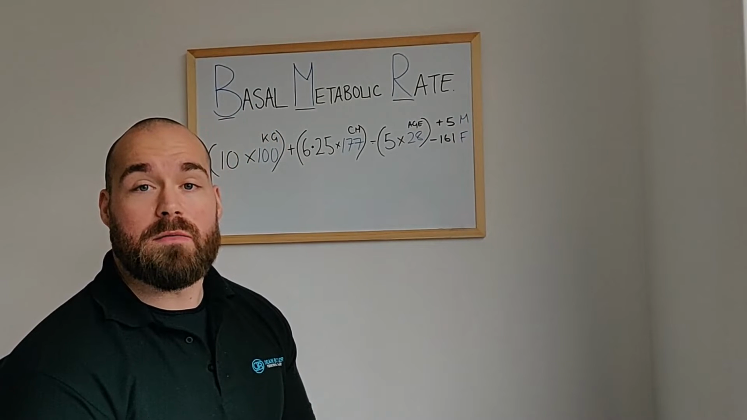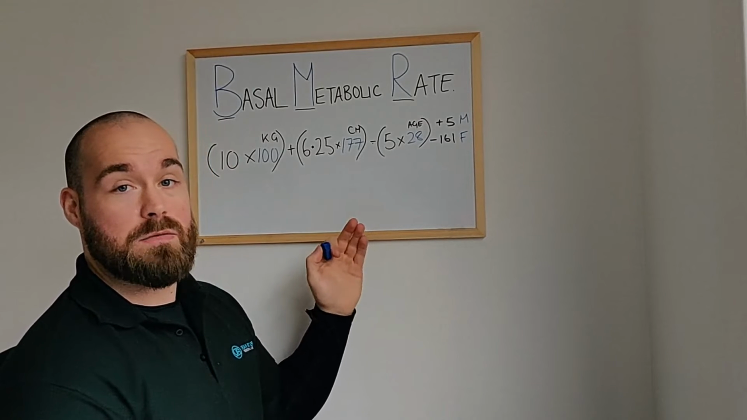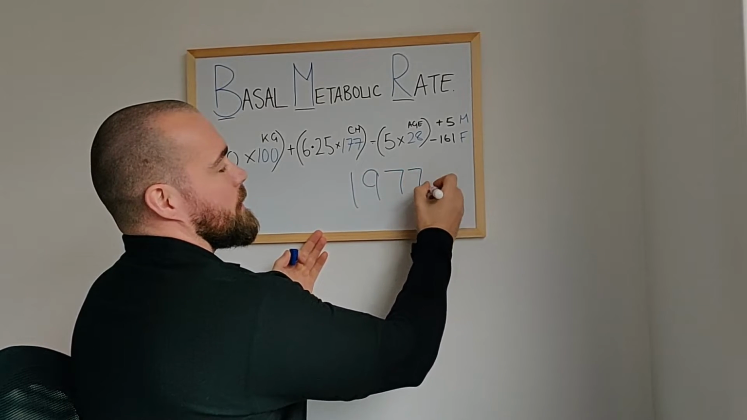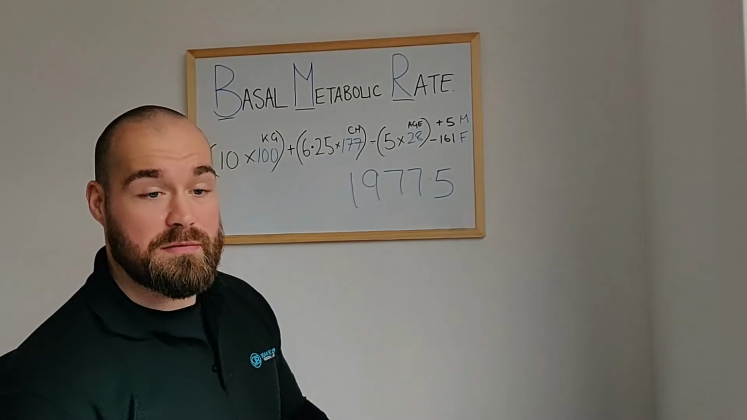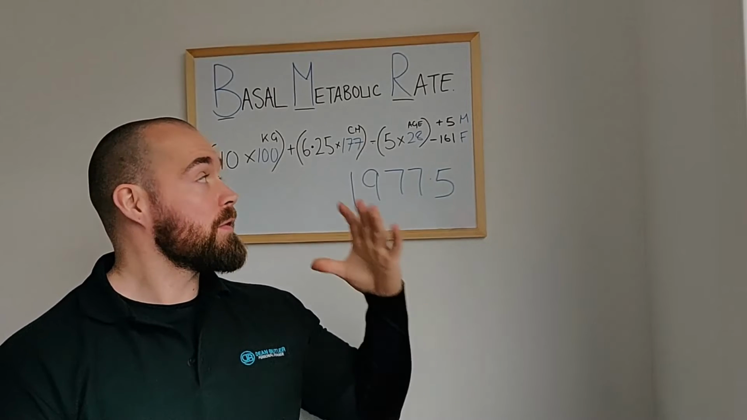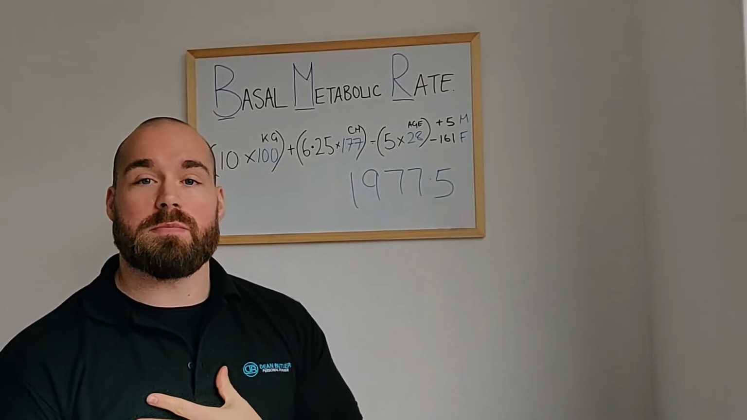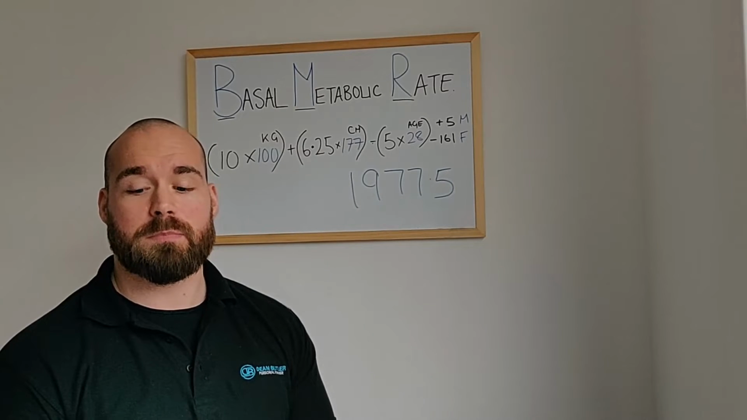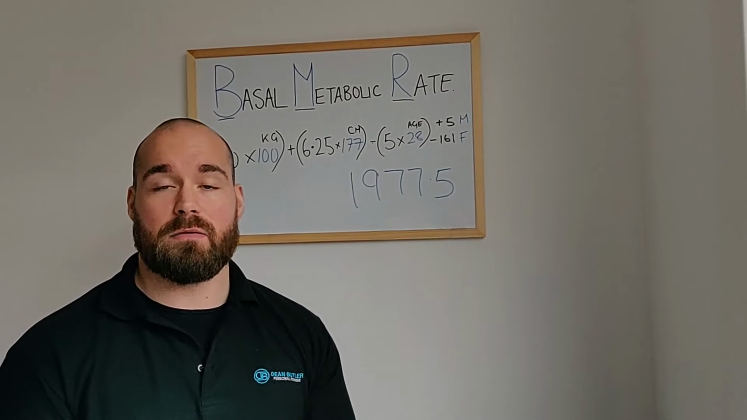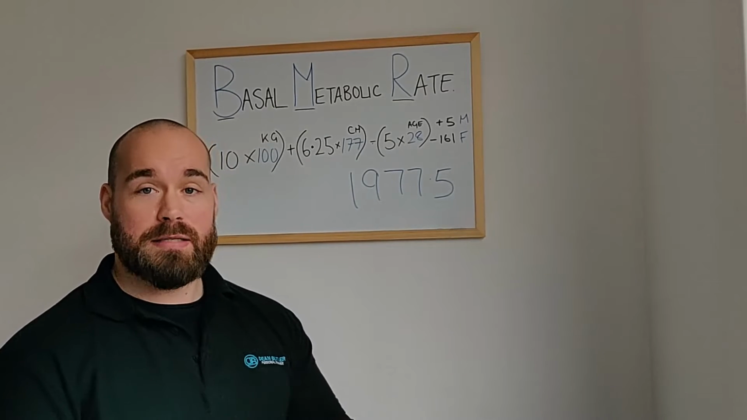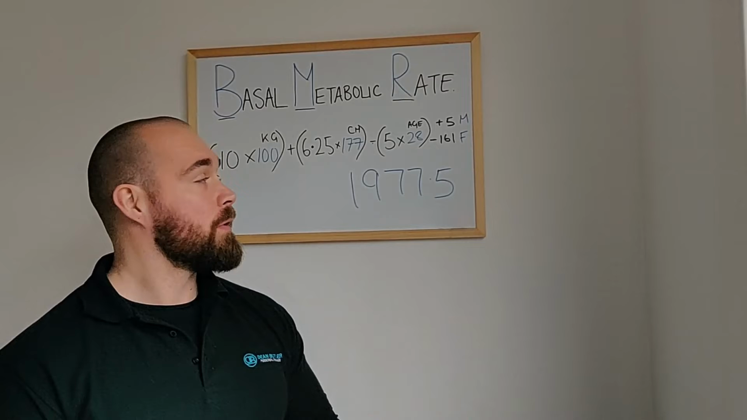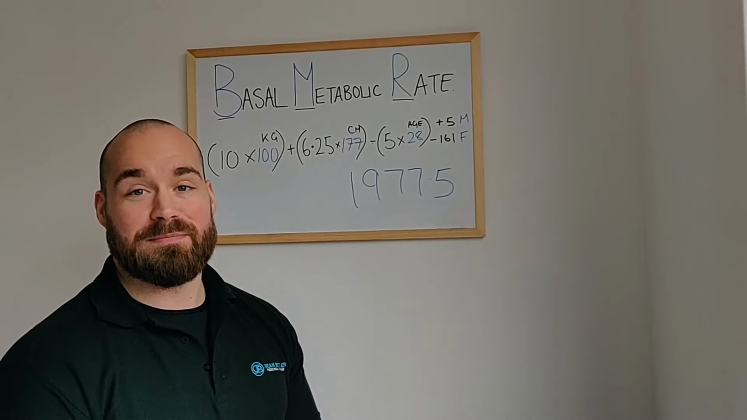So I've already worked this sum out for myself, and I know that for me, that gives me a number of 1,977.5. That is my BMR. That is the amount of calories that this equation suggests I require if I'm to do nothing but rest. Now I know that number, I need to take into account my activity level, my output. How much activity am I doing outside of my rest window that's also using calories? Because that's really important. So let's move on to that.